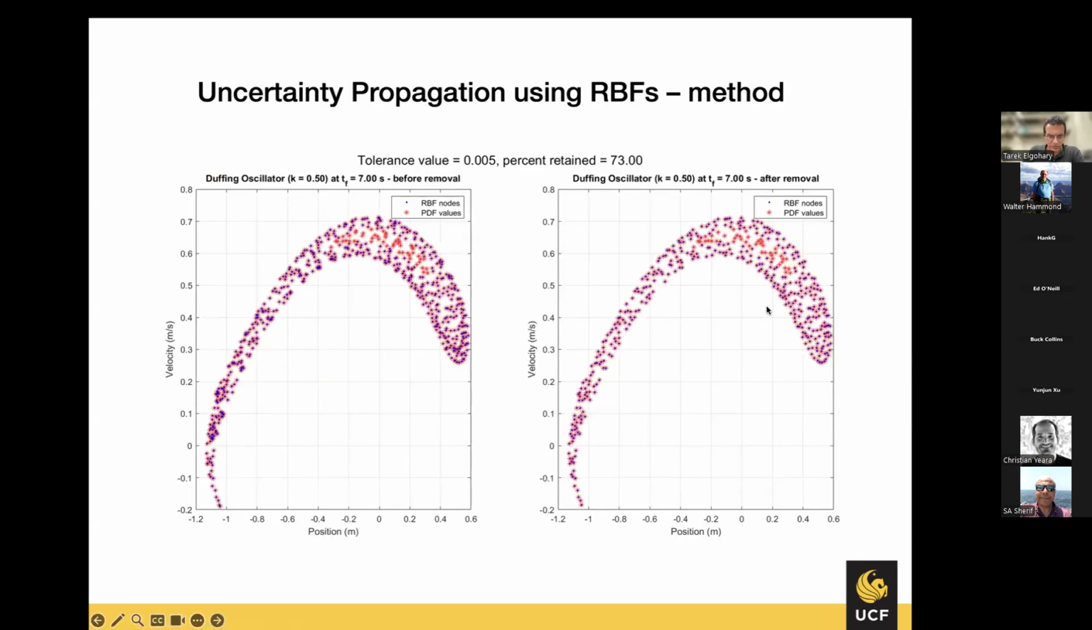Again, what we're showing here is that we remove these extra nodes beyond the boundary. That's how we do a sort of filtering scheme, and we remove all the extra nodes so we get the actual true values of the approximation.